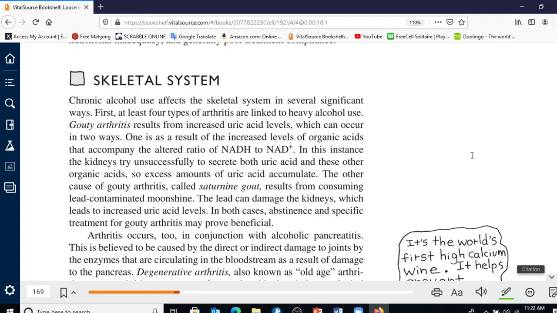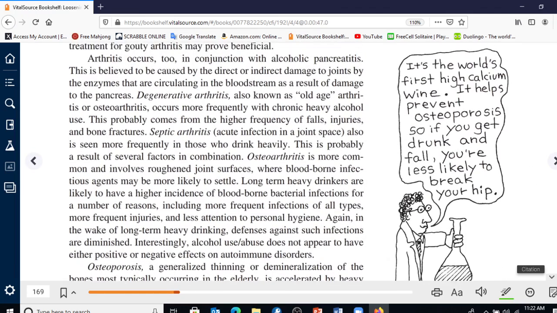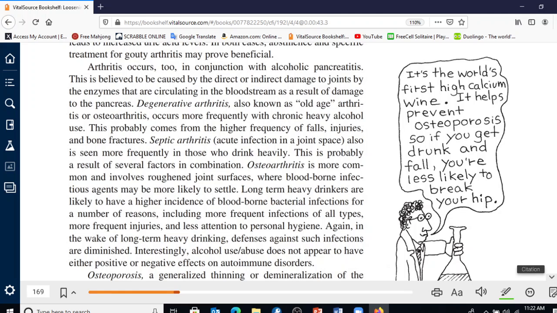Degenerative arthritis. There's a number of arthritises that are associated with alcohol use. There are a number of gouts that are associated with alcohol use. And then there's the degeneration of bones that just happens over time. Degenerative arthritis is the old age arthritis. Septic arthritis is an acute infection in a joint space. Arthritis, by the way, there's that itis again. So inflammation of the joints is arthritis. Osteoarthritis has to do with roughened joint surfaces, but it too is that inflammation of the joints. And you see that all over the skeletal system.